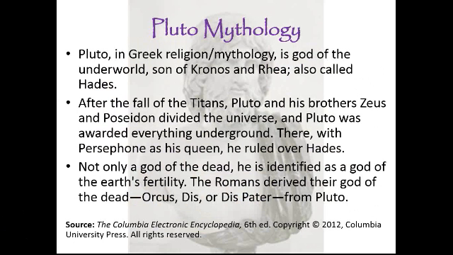Briefly, Pluto mythology. Many of us know that Pluto is also known as Hades, and it rules the underworld. After the fall of the Titans, like Chiron, the Centaurs, who exist between Saturn and Uranus's orbit, Pluto and his brothers divided up the universe in mythology, and Pluto got the underground.